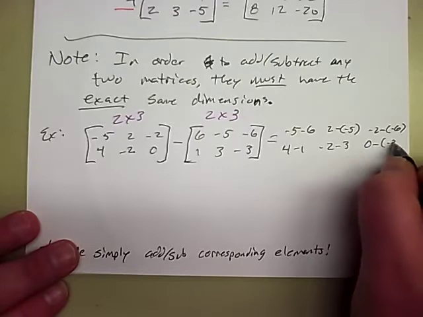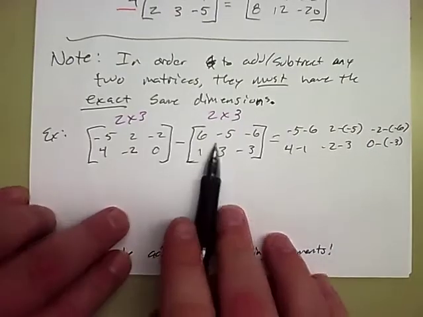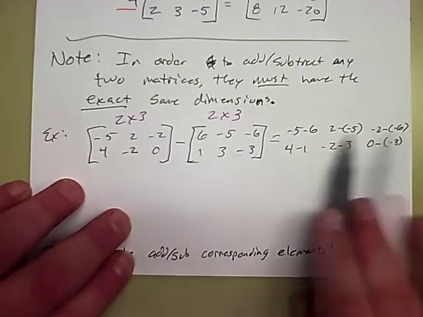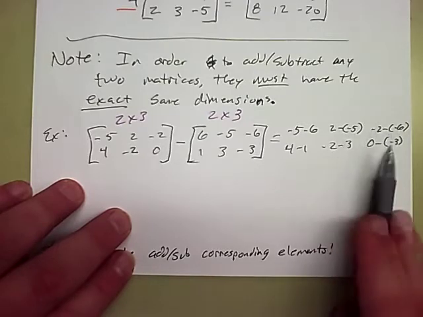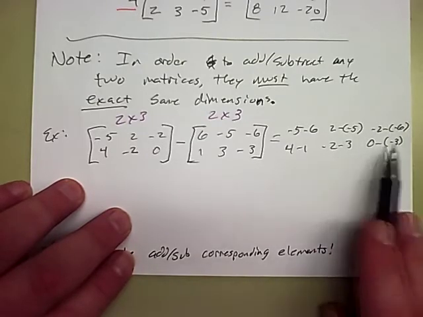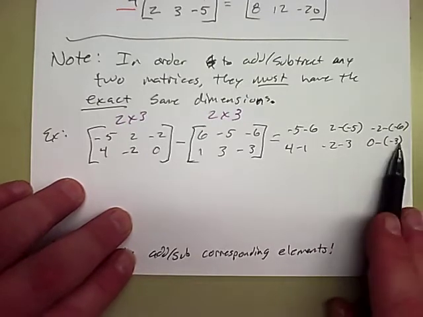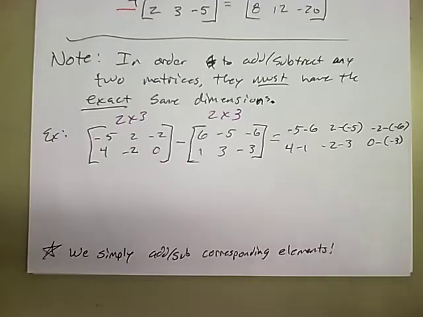0 minus negative 3. And notice we had negative 5, negative 6, negative 3. These are all in parentheses over here. Okay? There's a reason behind that. Whenever you subtract a negative, it's the same as adding a positive.